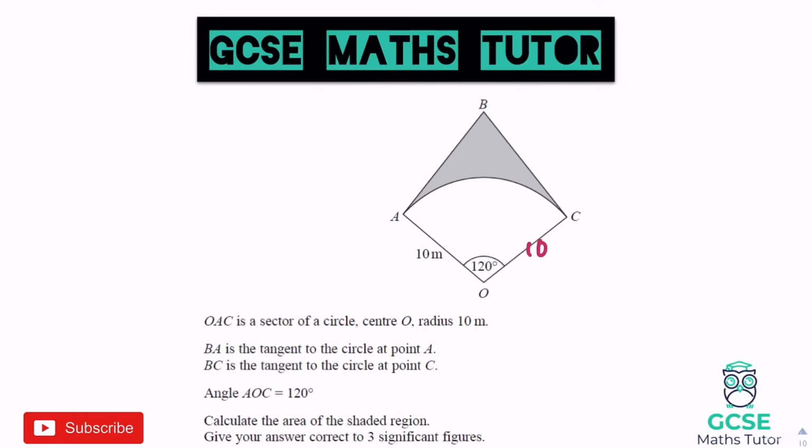BA is a tangent to the circle, okay, right, so we've got a right angle. BC is a tangent to the circle, okay, so we've got another right angle. Angle AOC is 120, that's given to us on the diagram. Calculate the area of the shaded region and give it correct to three significant figures.